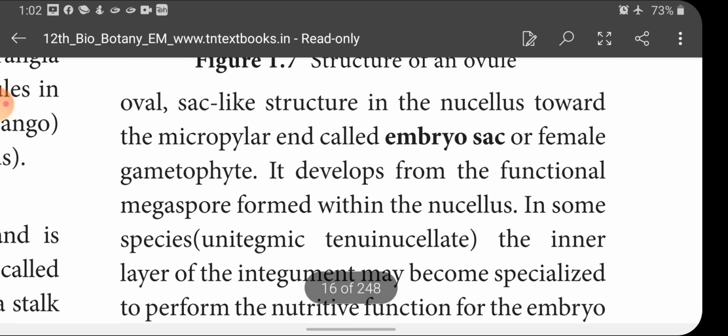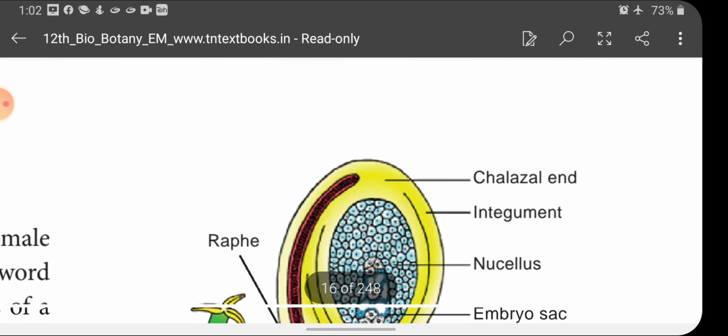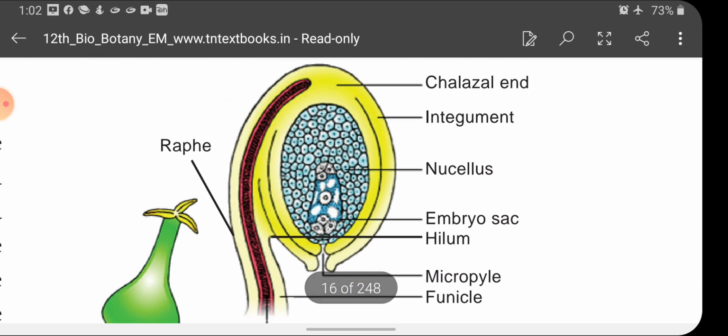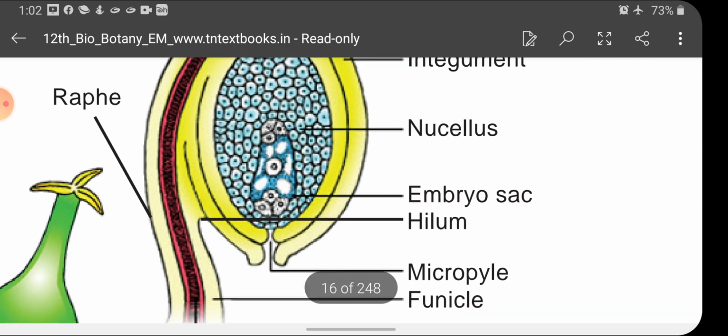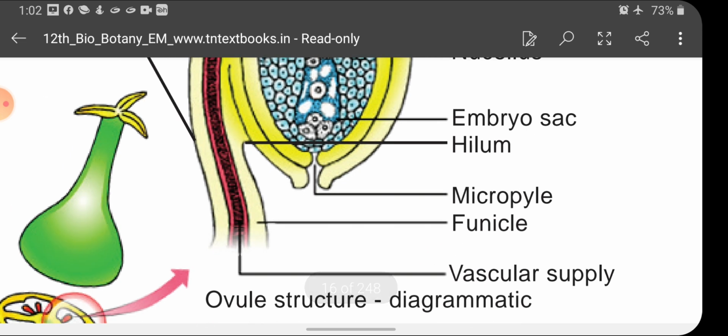Okay children, so I have gone through that text. Now I will explain the structure of ovule with the help of a diagram. The ovule has two regions, one is the stalk, another is the body region. The stalk region is called funiculus, or funicle. Here it is given as funicle.